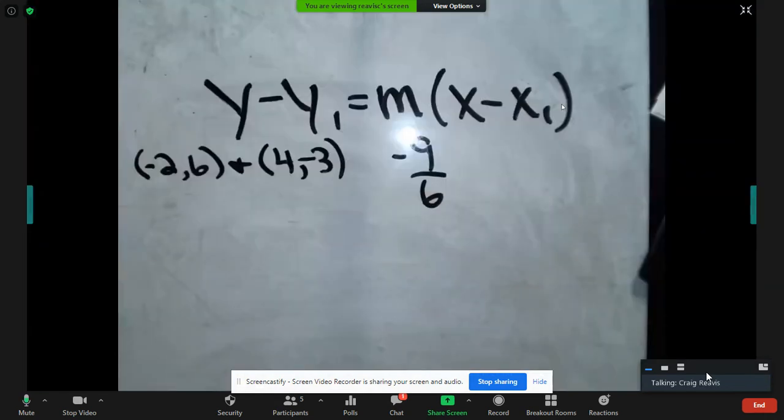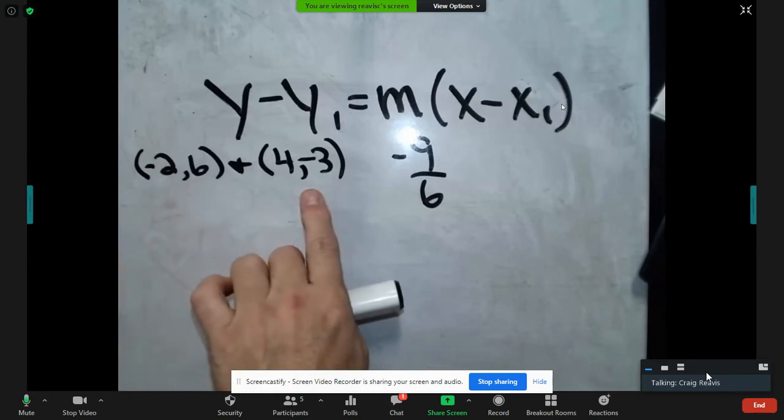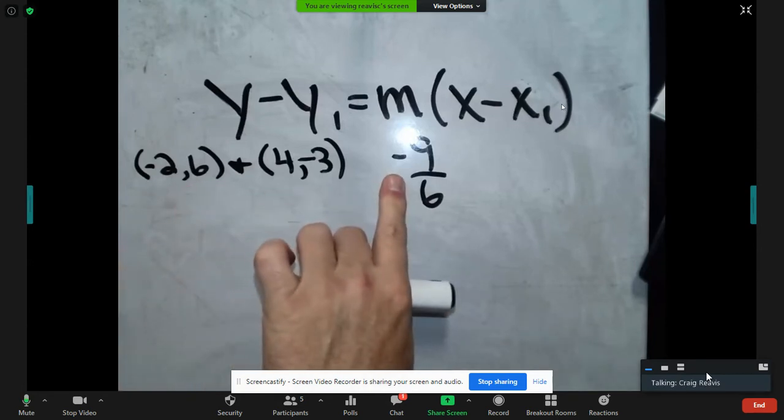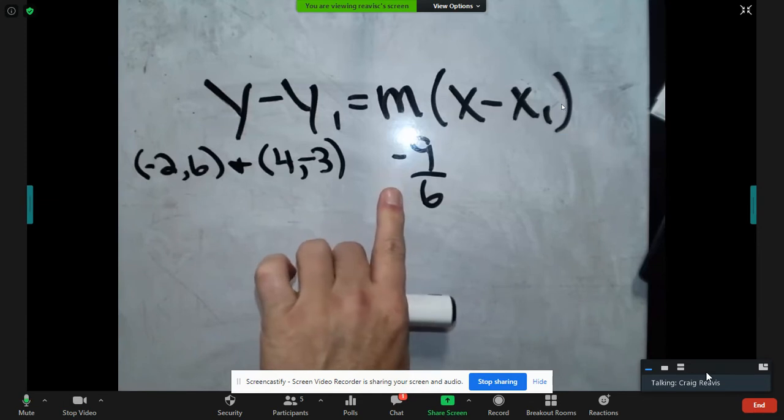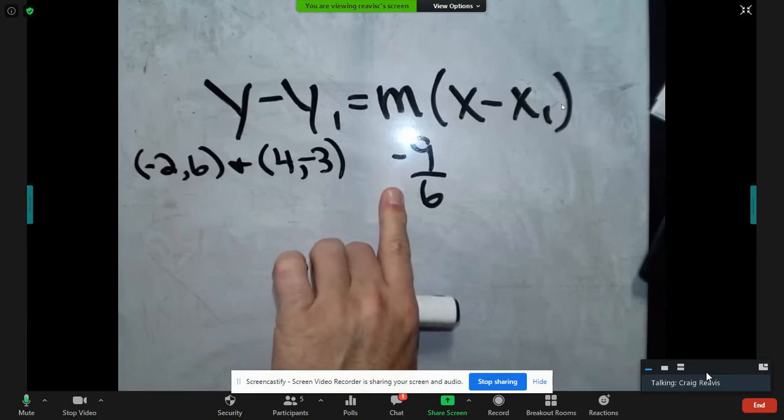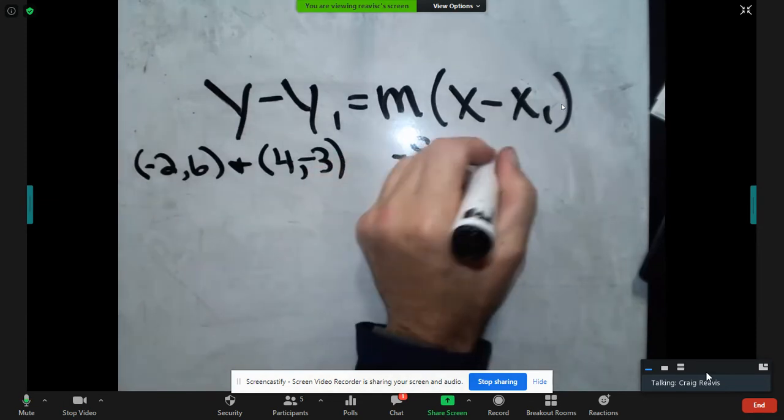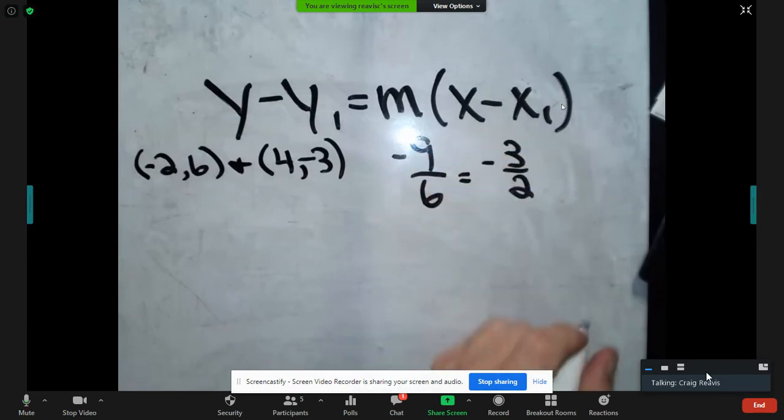Okay, so this is the information we have. The 2 points were -2, 6 and 4, -3. I counted out the slope of -9 over 6, which we do have to reduce. That will reduce by a factor of 3 to -3/2.